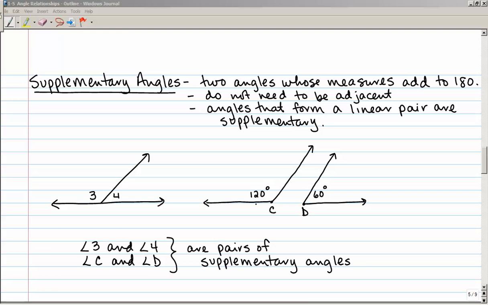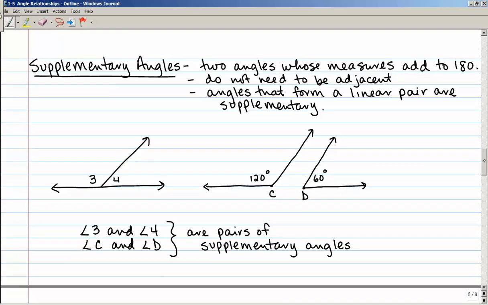Angles C and D: the measure of angle C is 120, the measure of angle D is 60, and 120 plus 60 is 180, so that's another pair of supplementary angles because the measure of angle C plus the measure of angle D equals 180. However, angles C and D do not form a linear pair because they're not right next to each other and they don't share a common side.